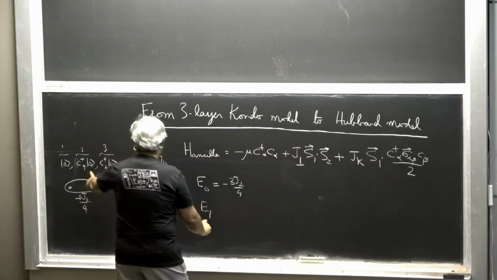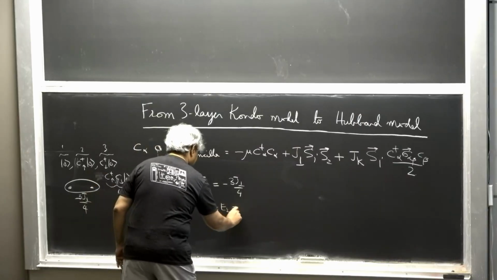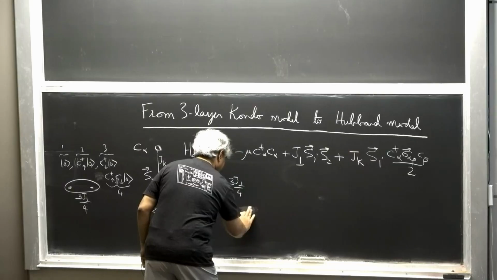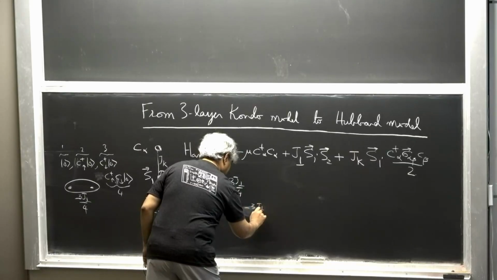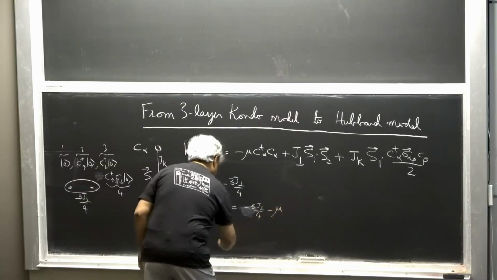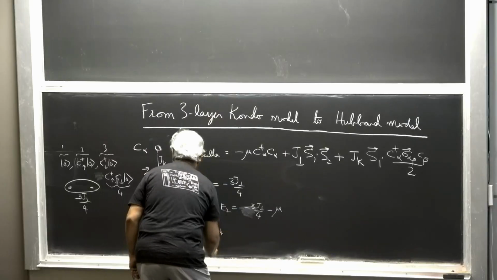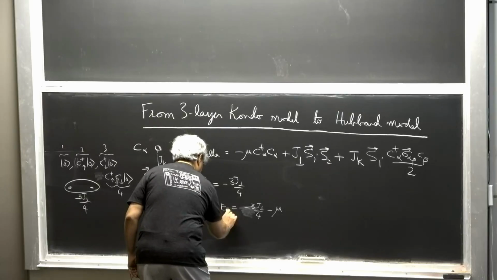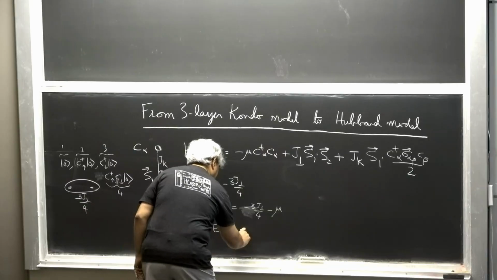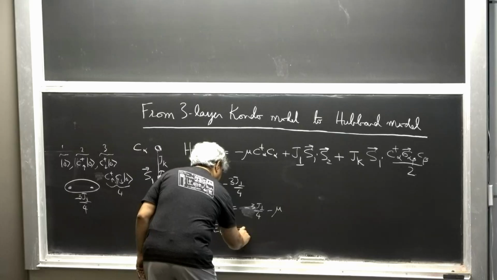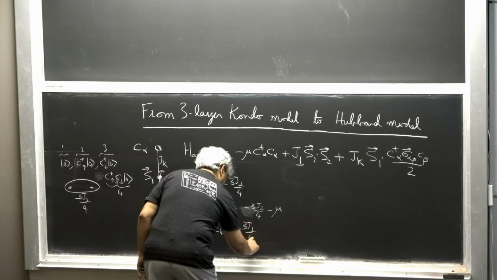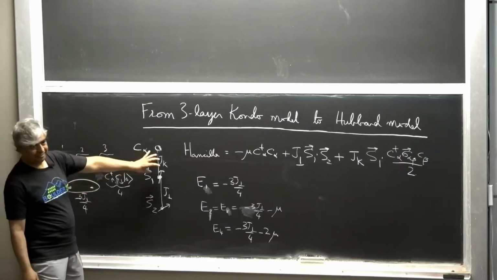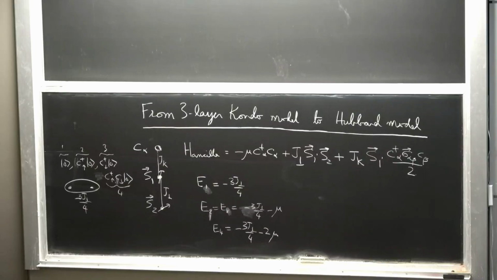E1, which is going to be equal to E2 always by spin rotation invariance, would be minus 3 J perp over 4 minus mu. And E3 is minus 3 J perp over 4 minus 2 mu. So this is in the limit that JK is 0. Okay, so now let's do perturbation theory in JK.